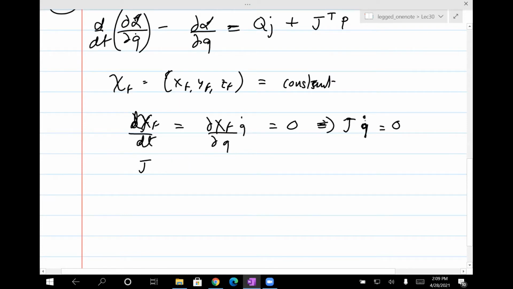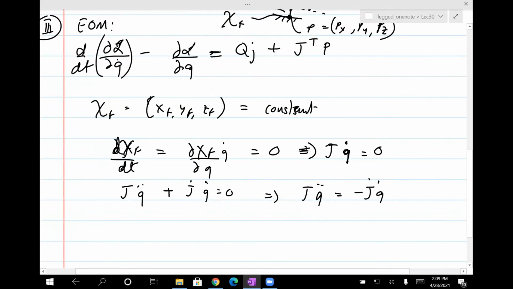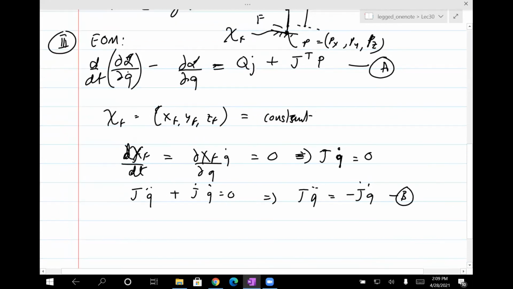I need to make it at the level of acceleration, so I need to take the derivative again. So J q double dot plus J dot q dot is 0, and then I can write this as J q double dot equals minus J dot q dot. Okay, so I'm almost ready. So this is A, this is B. Let me pull that all together.